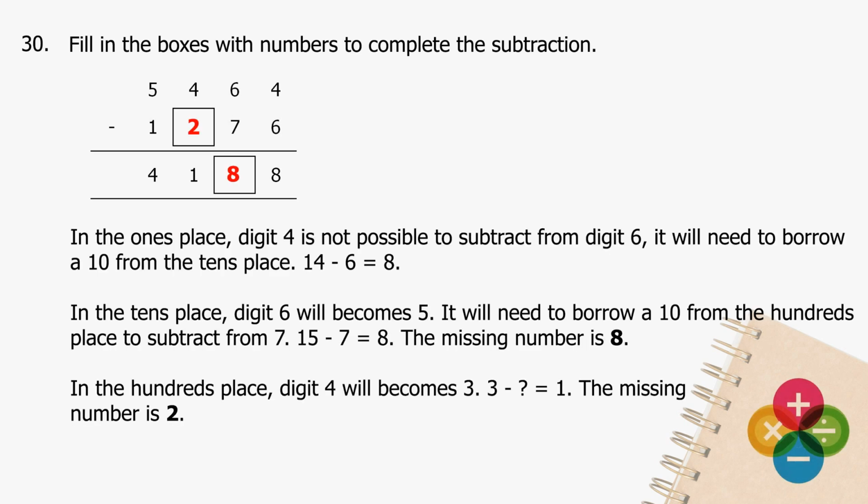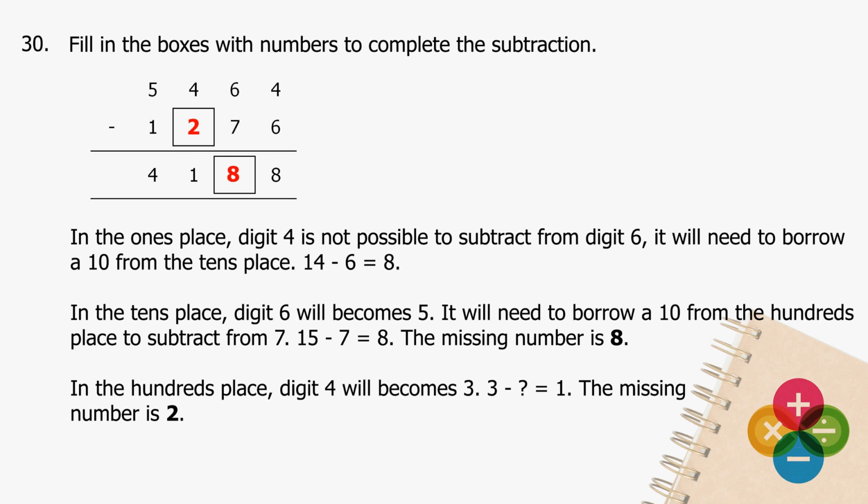In the ones place, digit 4 is not possible to subtract from digit 6. It will need to borrow a 10 from the tens place. Subtract 6 from 14, and the difference is 8. In the tens place, digit 6 will become 5. It will need to borrow a 10 from the hundreds place to subtract from 7. Subtract 7 from 15, and the difference is 8. The missing number is 8.